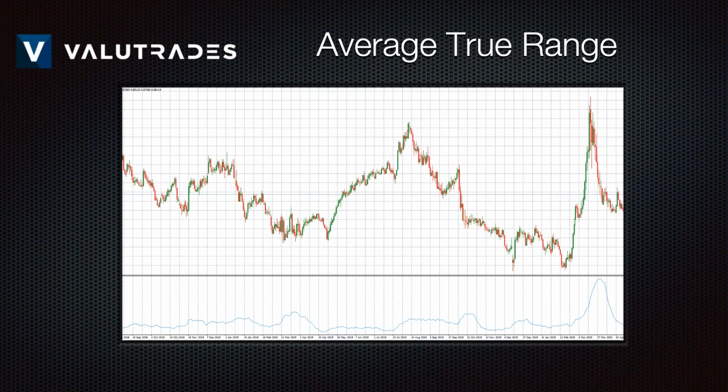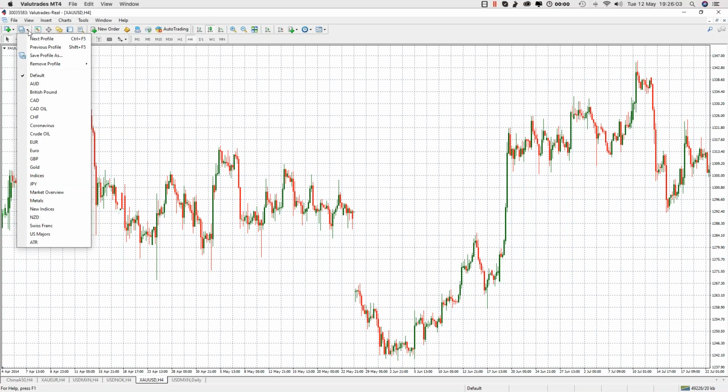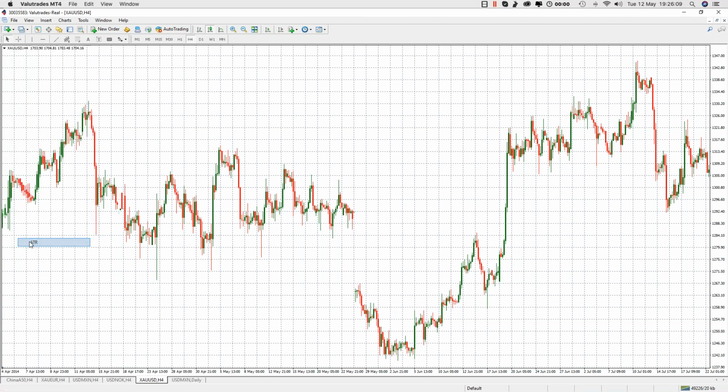Okay, I mentioned we've talked about the VIX quite a lot. Let's take a look at average true range. And what I'm going to do now is switch screens. Okay, here we have a Value Trades MT4, which you're all familiar with. So what I've done, if you know me, I love profiles. So I've made a profile called ATR, Average True Range.